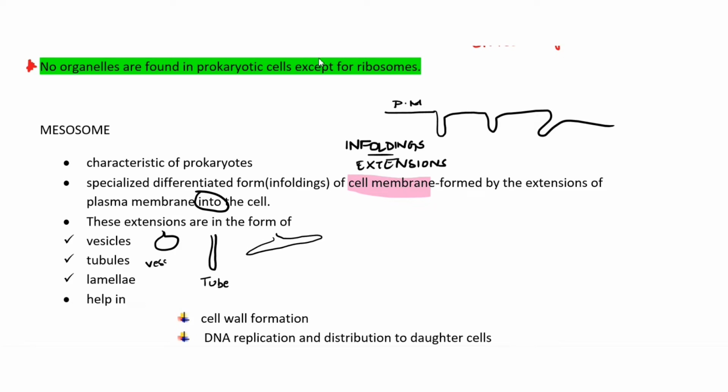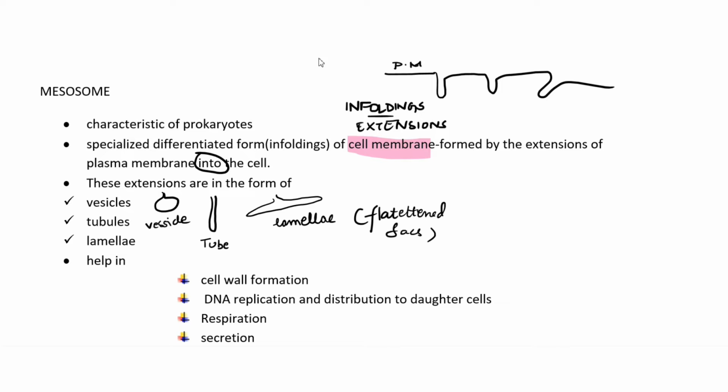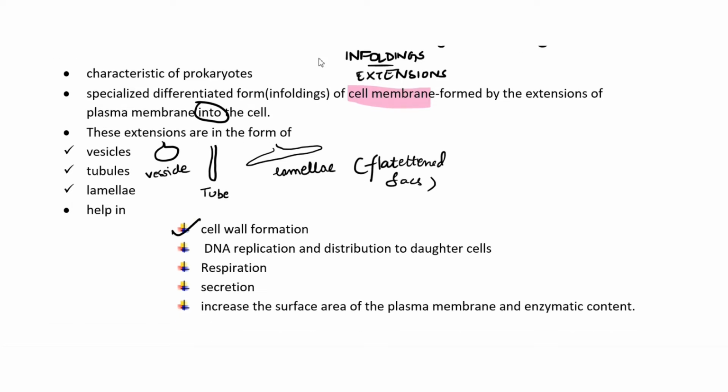Okay, these extensions can be of these forms, and these help in many functions like cell wall formation, DNA replication and distribution to the daughter cells, respiration, secretion, increase the surface area of the plasma membrane, and enzymatic content. So the extensions, the infoldings, help in cell wall formation, DNA replication and distribution to daughter cells, respiration, secretion, and they help in increasing the surface area of the plasma membrane, and they help in increasing the enzymatic content.